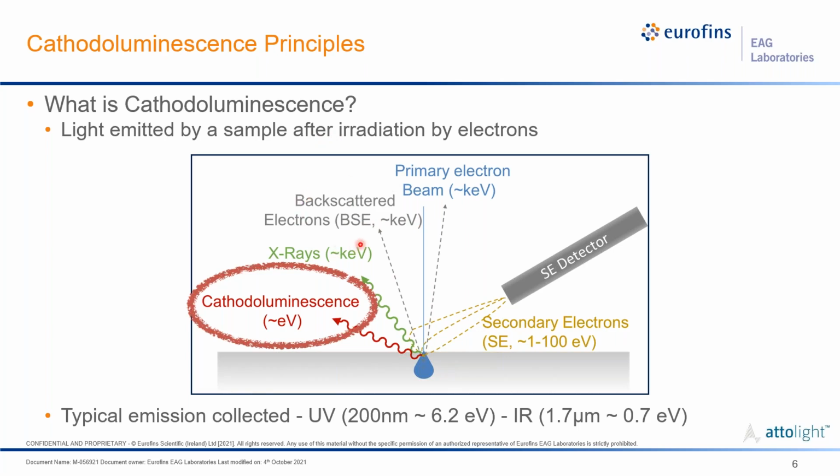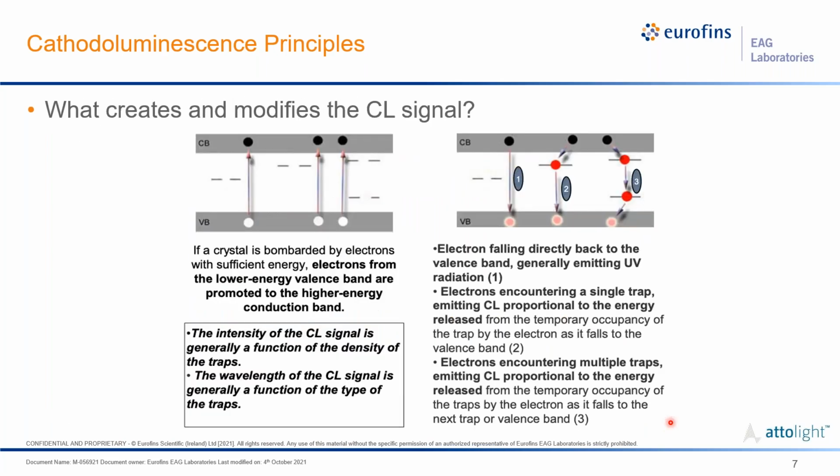And then we can also collect things like backscattered electrons, which are typically keV range. We can look at X-rays, which are a much higher energy as well, kiloelectron volts. And then in the case of cathodoluminescence, now we're talking about photons that are carrying information in the eV range. And so with our instruments, the typical CL emission we collect is from the UV, about 200 nanometers, up to near infrared, about 1700 nanometers. And so with this, we can understand quite a bit about the different samples that we can look at.